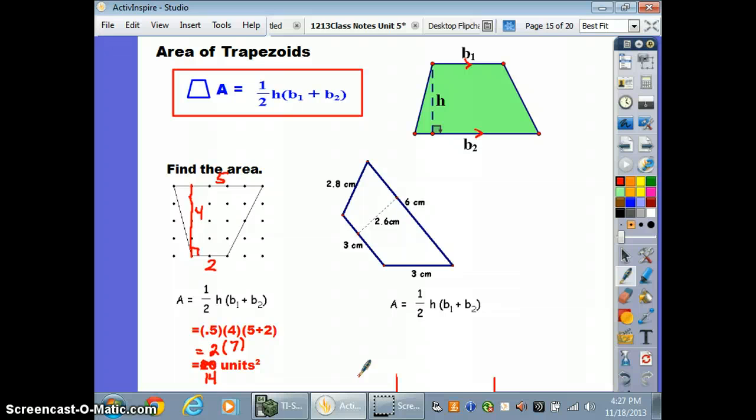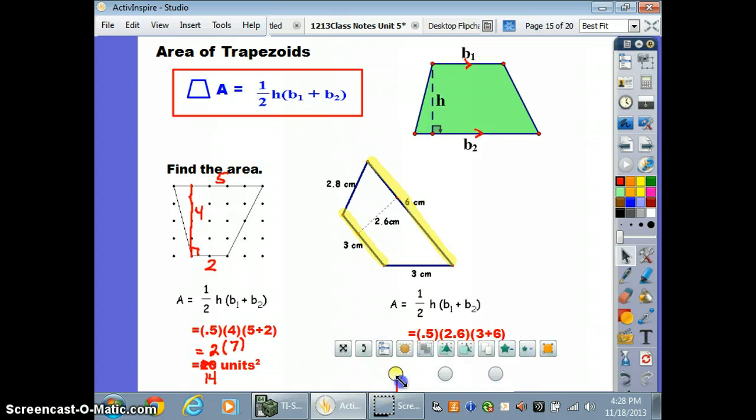Now the next one. Okay. Here we go again. I start rotating the figures. Can you see the two parallel sides? The 6 is a base and the 3 is a base. So, well, again, we'll plug those into the formula. 1/2. And now, let me delete that. That height is 2.6. Right here is the right angle. And then the bases are 3 plus 6.